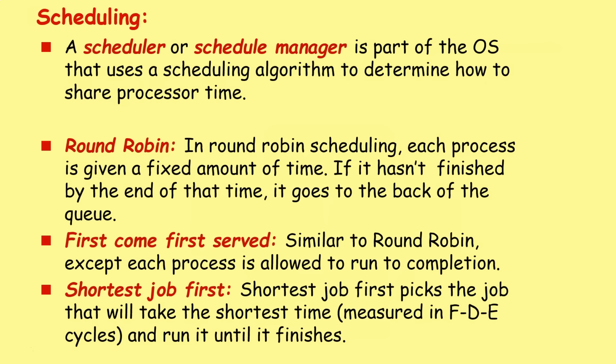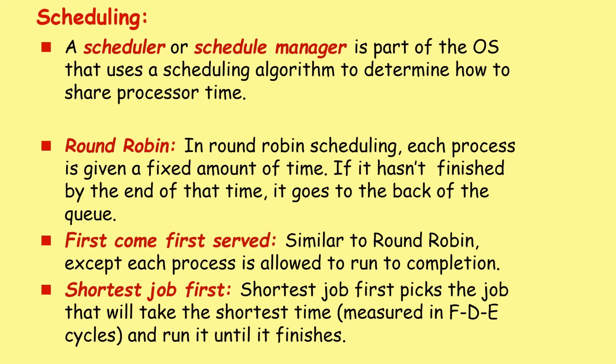Scheduling. A scheduler, or schedule manager, is the part of the operating system that uses a scheduling algorithm to determine how to share processor time. Remember, even on today's multi-core systems, you'll have a lot more processes running than you have cores. So the whole usage of the CPU has to be shared between multiple running applications. How does it do this? Well, there are lots of different ways, and I'll give you a brief rundown.